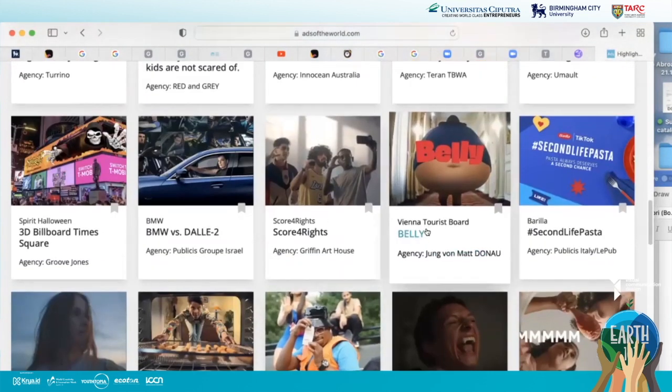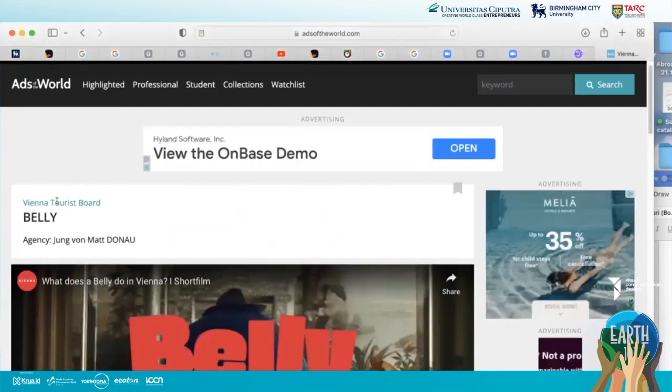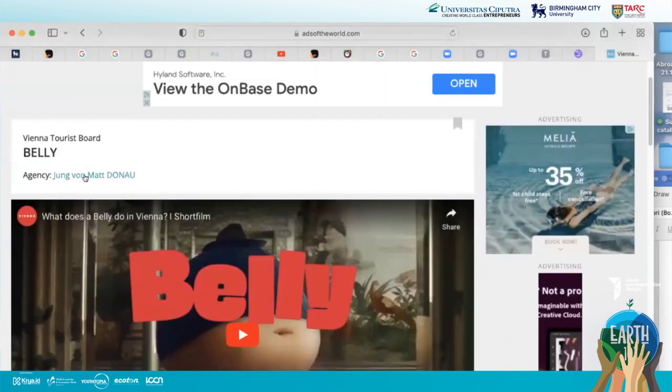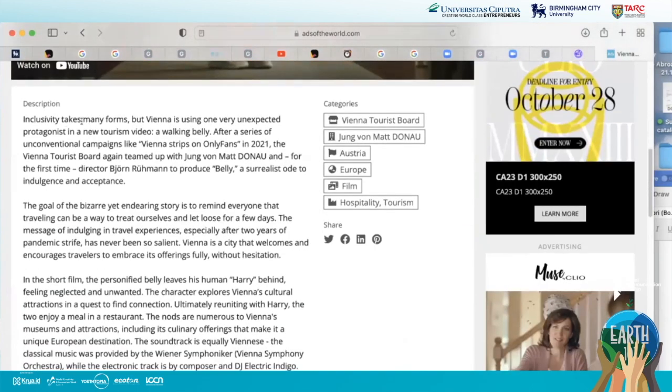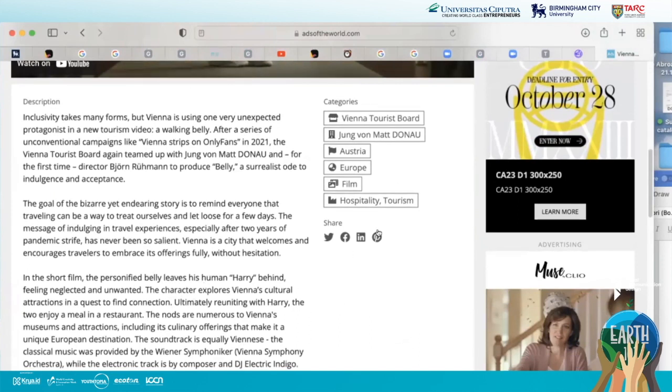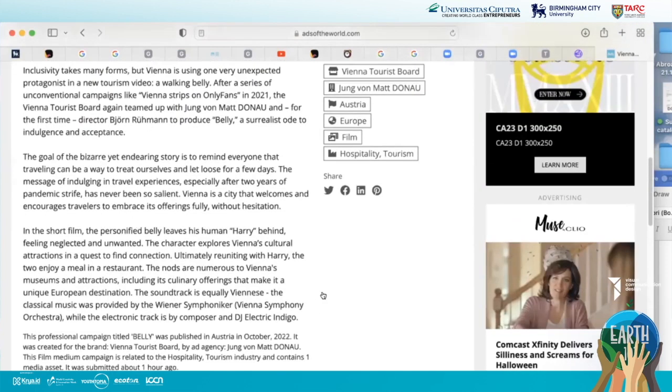I'm going to show you this. This is an advert for the Vienna Tourist Board. The client is the Vienna Tourist Board, and if you click on that, it'll take you to a link. The agency is called Jung von Matt. The concept is inclusivity takes many forms, but Vienna is one of the most unexpected. This just tells you the idea of the concept. The country is Austria, it's Europe, it's a film, and the subject is hospitality and tourism. The creative director is Michael Maria Mordo. I'll just play it and see.